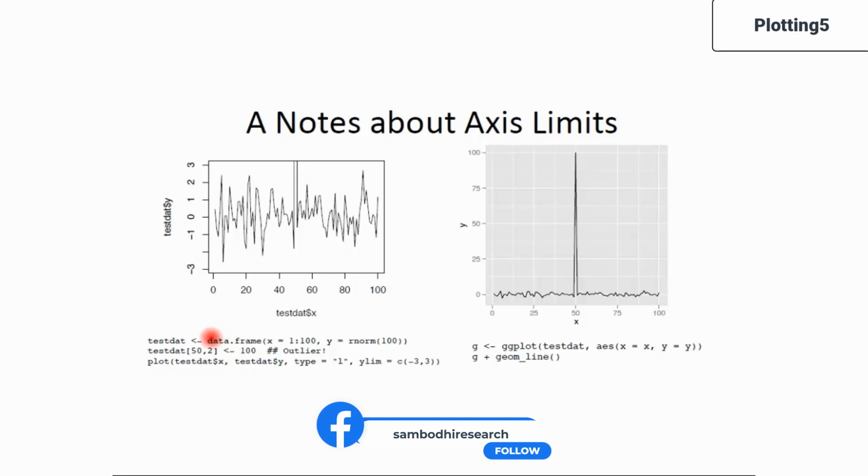When you plot this, what you get is q equal to ggplot test dat, with aesthetics x equal to x and y equal to y. As you can see, the outlier has been marked clearly in the next graph that is shown here. This is the outlier that is shown.